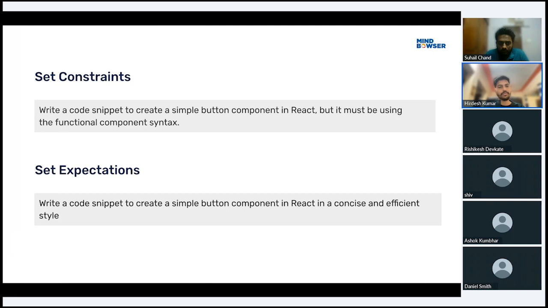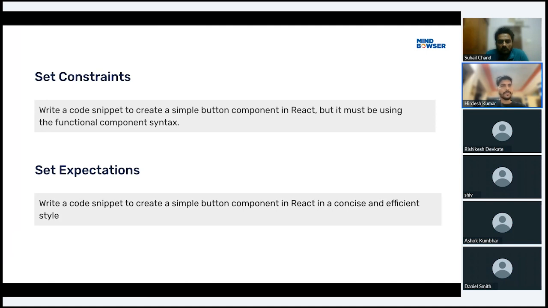So here, let's say I want the LLM to just generate the button component in functional component syntax, not in a class component. So I'm restricting it here. I'm forcefully saying that I want the result in functional component syntax only, right? So now whatever code snippet it generates, it will generate that component in functional component styling, right?